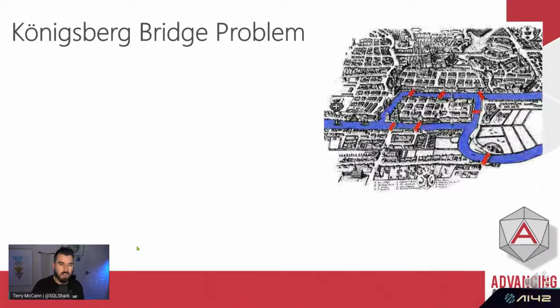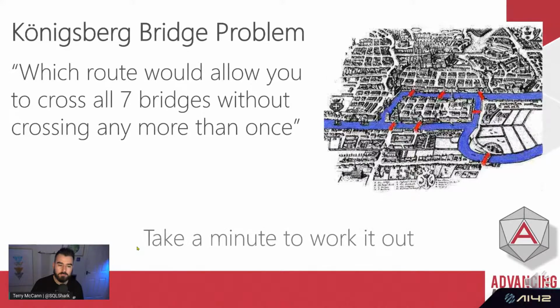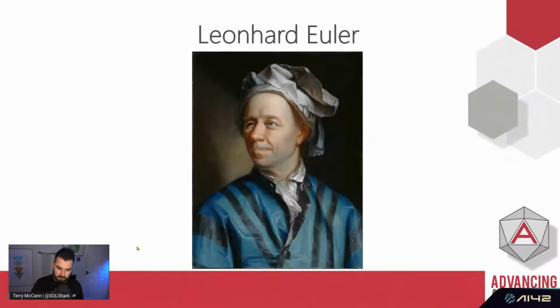There were 4 land masses which were intersected by 7 bridges. This couldn't be solved, and the mayor couldn't quite understand why. So he approached a very prominent mathematician at the time, a chap called Leonhard Euler, to try and solve it.